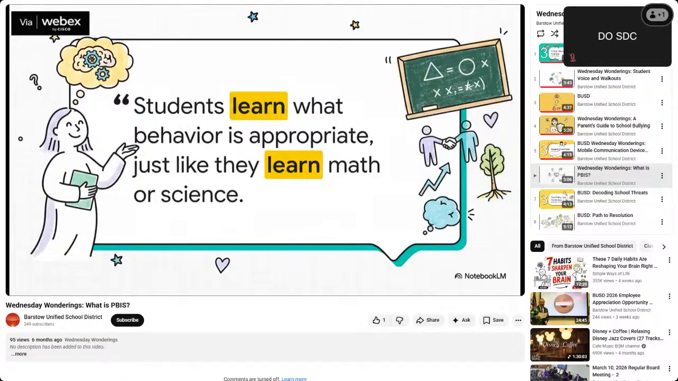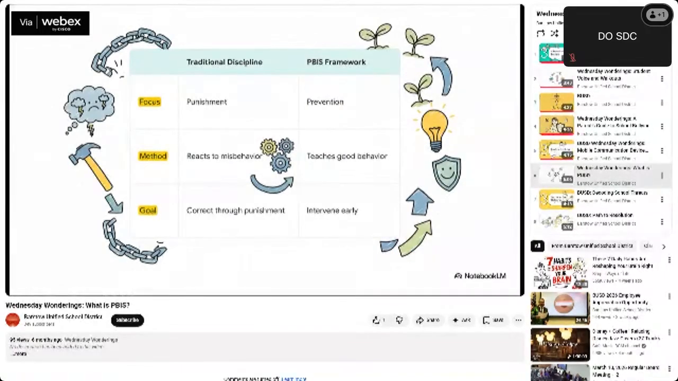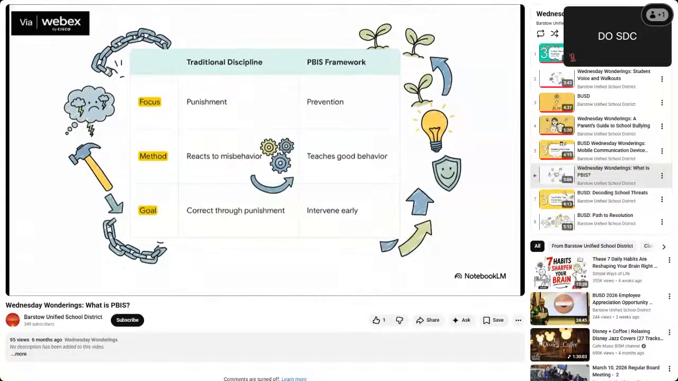So, when you put these two models side by side, the difference is just night and day. The traditional way is all about reacting. A kid misbehaves, punishment follows. Simple. But PBIS completely flips that script. It's proactive. It's about teaching the good behavior from day one and stepping in at the very first sign of trouble.